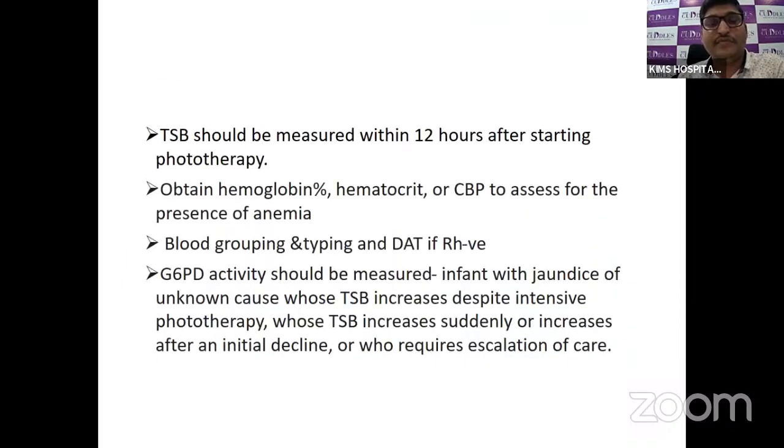Okay. So when the child is started on phototherapy, the total serum bilirubin should be measured within 12 hours, or you can say every 12 hours. For all children undergoing phototherapy, we need to look for hemolytic causes, like hemoglobin and CBC to look for anemia, blood grouping and typing, and if Rh negative, the DCT or Coombs test as well. G6PD should be measured when there is no improvement even on phototherapy initially.